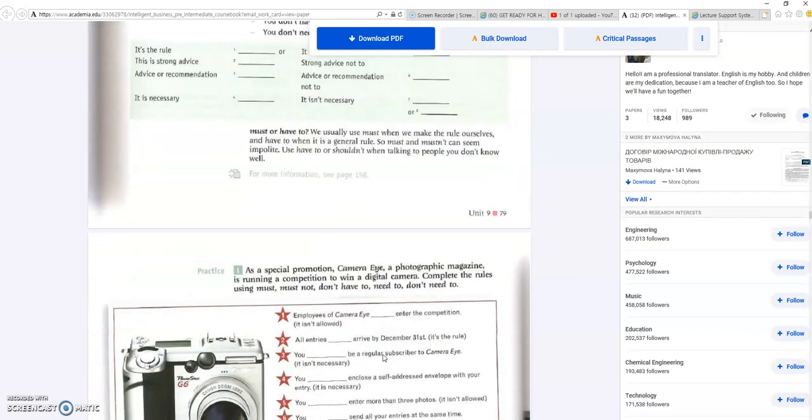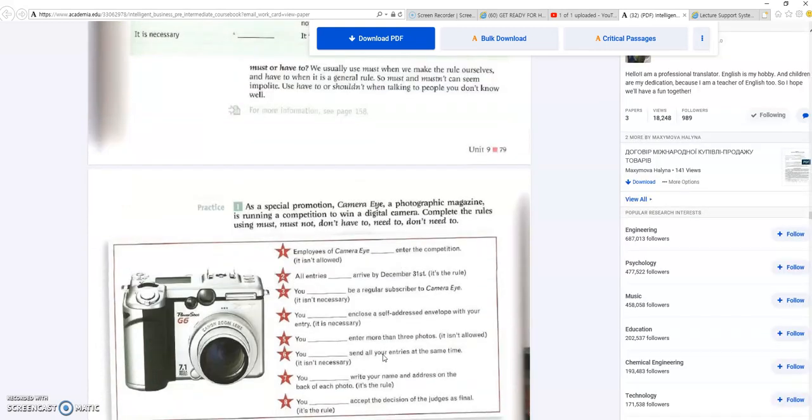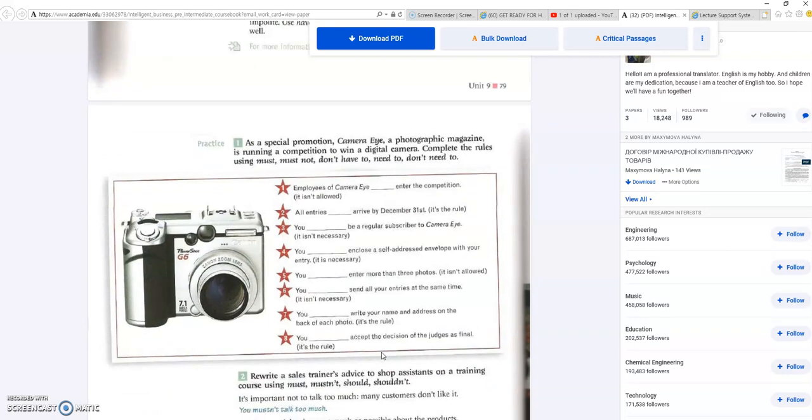Now, we're going to continue with studying and practicing these modals. And we have examples where you would use any one of these. For example, we have must not or mustn't, don't have to, need to, don't need to. So there are 1, 2, 3, 4, 5.